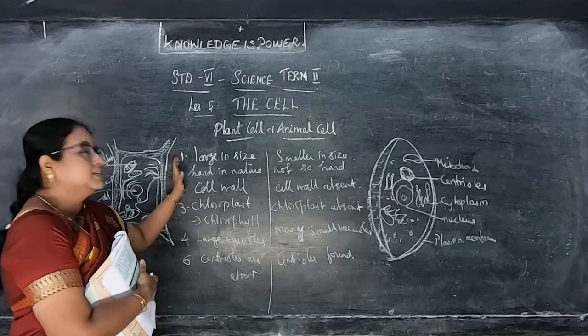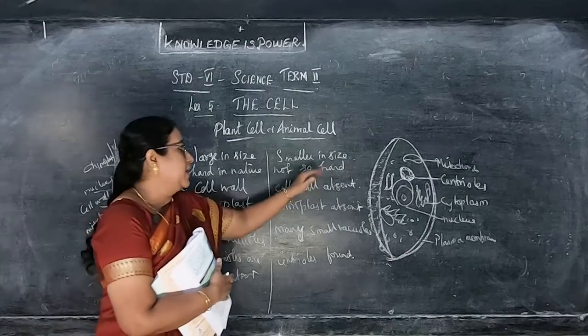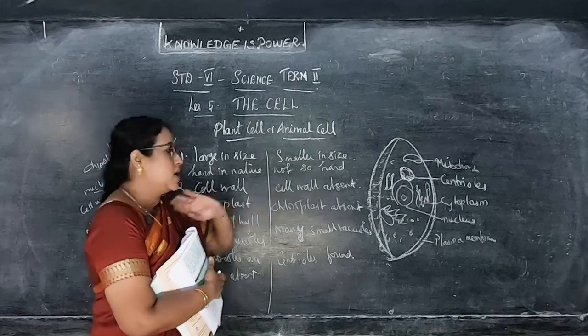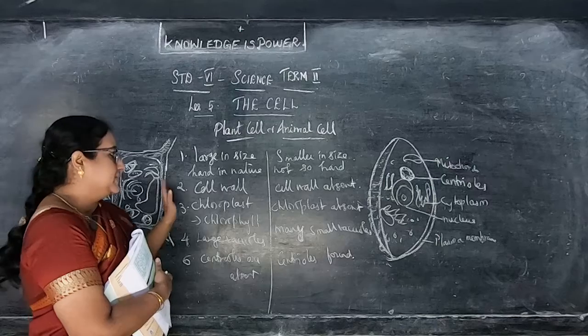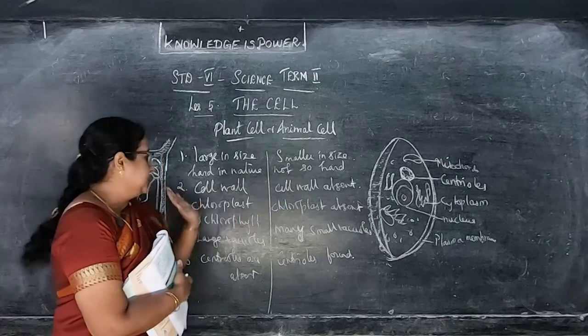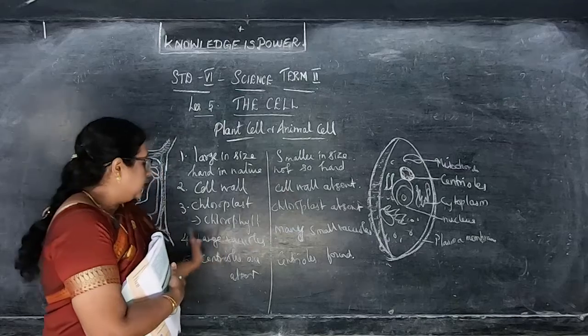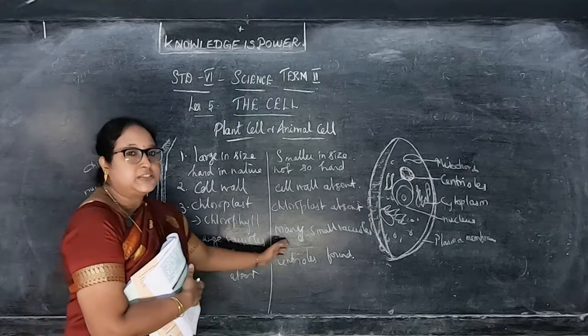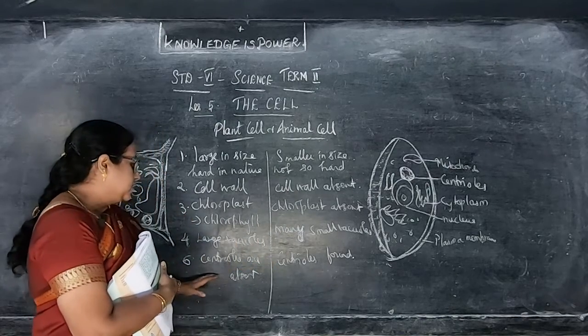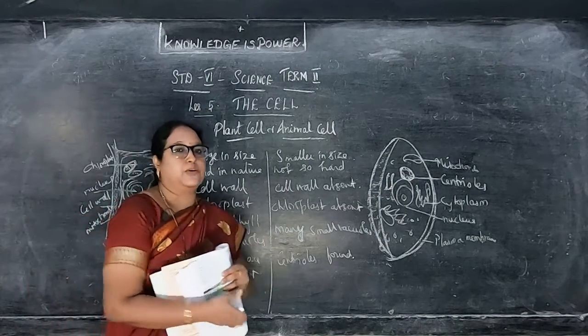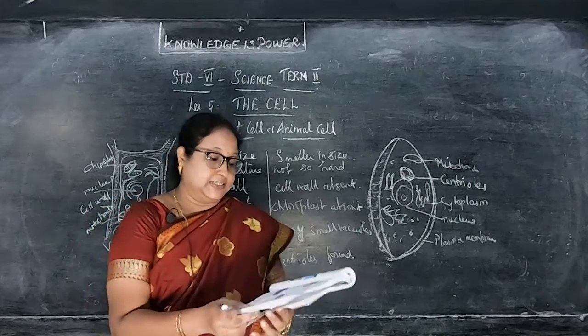The plant cell is larger in size and hard in nature, while the animal cell is smaller in size and not so hard. In the same way, the cell wall is present in the plant cell and absent in the animal cell. Chloroplast, which contains chlorophyll, is present in the plant cell and absent in the animal cell. Large vacuoles are found in the plant cell, and many small vacuoles in the animal cell. Centrioles are absent in the plant cell and found in the animal cell. So do you understand this, children?